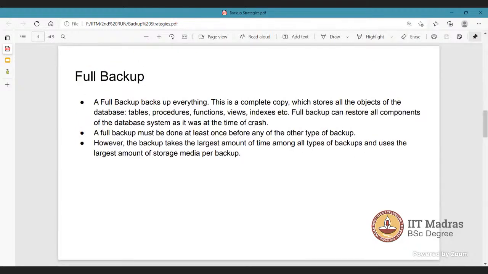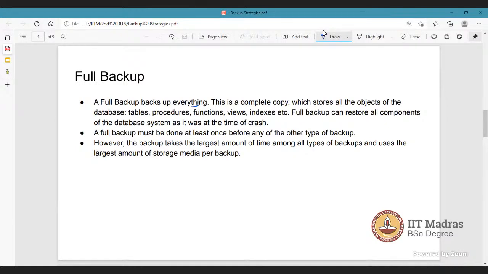So let us begin with full backup. As the name suggests, a full backup backs up everything. This is a complete copy which stores all the objects of the database, say tables, procedures, functions, and so on. A full backup can restore the database system as it was at the time of the crash. A full backup needs to be done at least once before any of the other backup strategies.